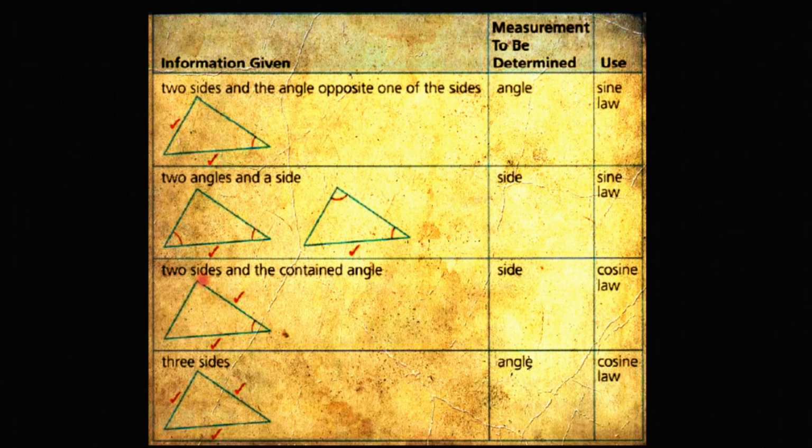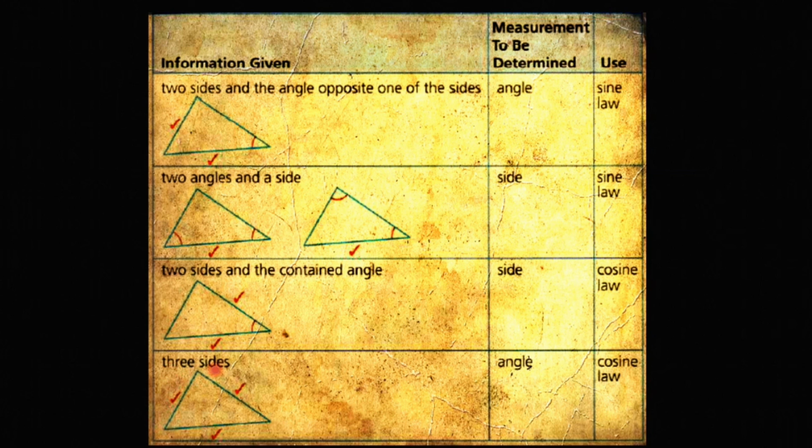Okay, third example, two sides and the contained angle. We know two sides and the contained angle. So we want to determine this side, and we use the cosine law. Why use the cosine law? Because the cosine law says, in order to determine this side, this side squared equals this squared, which we know, plus this squared, which we know, minus 2 times this side times cosine of this angle. We know this angle, so we can determine the length of this side.